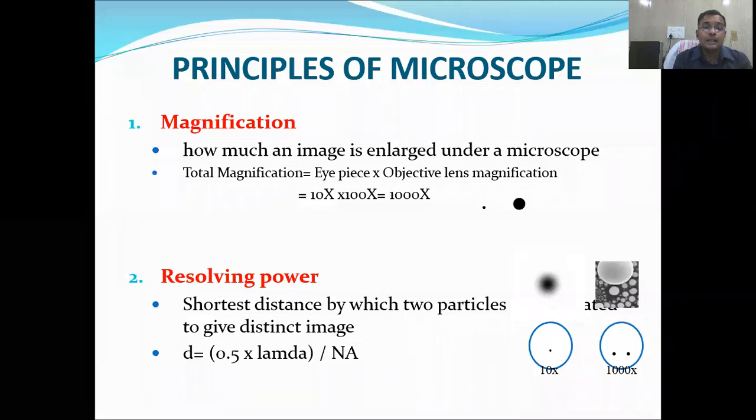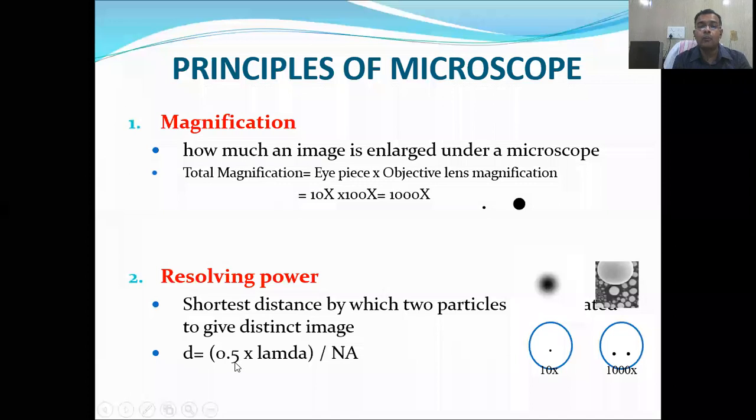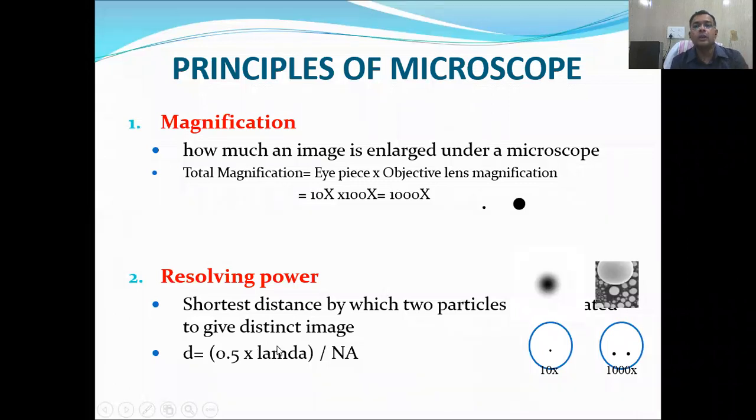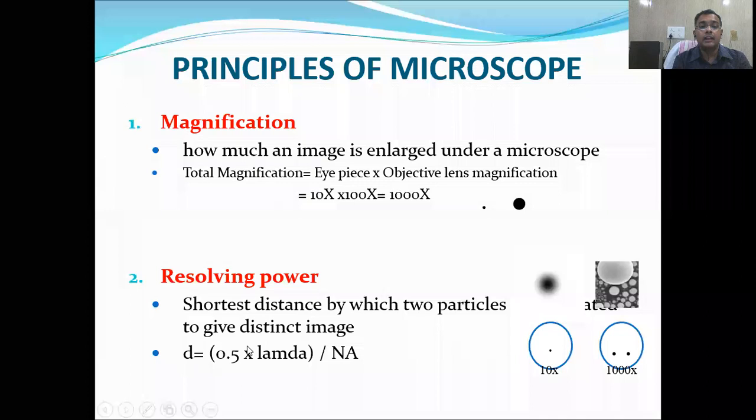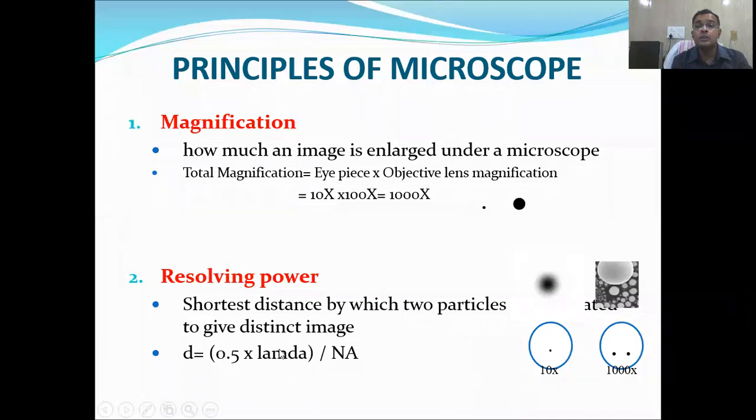Now you can see resolving power. Resolving power has a formula: D equals 0.5 times lambda divided by numerical aperture. Lambda is the wavelength of light we are using in our microscope, and numerical aperture relates to the objective lens. If we need to increase the resolving power, that is, decrease the value of D, then the constant value we cannot change, but we can reduce lambda.